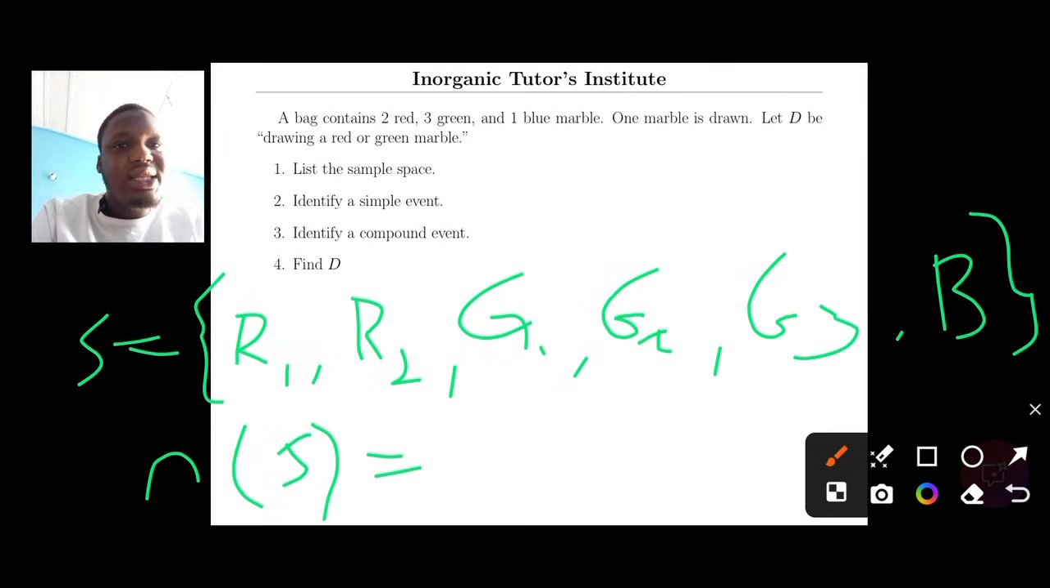So in this case, when we list each of the items distinctively, you label them first red, second red, first green, second green, third green, the only blue marble. So the number of sample space here becomes 6. Well, they didn't ask us for the number of sample space, but I'm putting it down for you to understand and also to aid us in question number 4. So that's how to write the sample space.